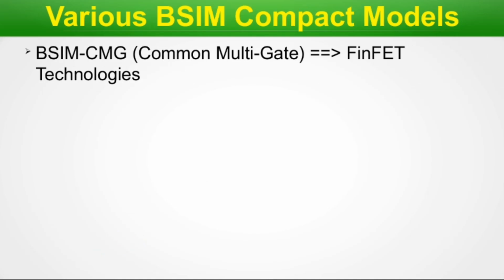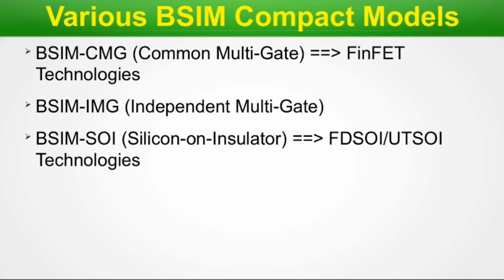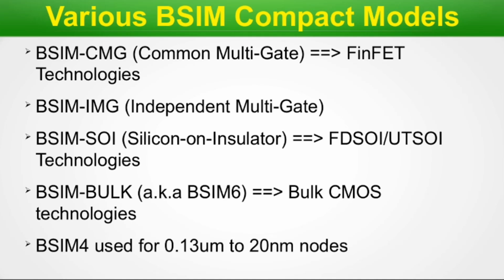The various BSIM compact models available as of today are BSIM-CMG, Common Multigate, which is used for FinFET technologies; BSIM-IMG, Independent Multigate; BSIM-SOI, which is used for FDSOI or UTSOI technologies; BSIM-Bulk, also known as BSIM6, which is used for bulk CMOS technologies; and BSIM4, which is used from 0.13 micrometer down to 20 nanometer nodes. Now we saw why these BSIM compact models actually contribute to creating a SPICE model card. And nowadays, all this BSIM compact modeling is done by Verilog-A.